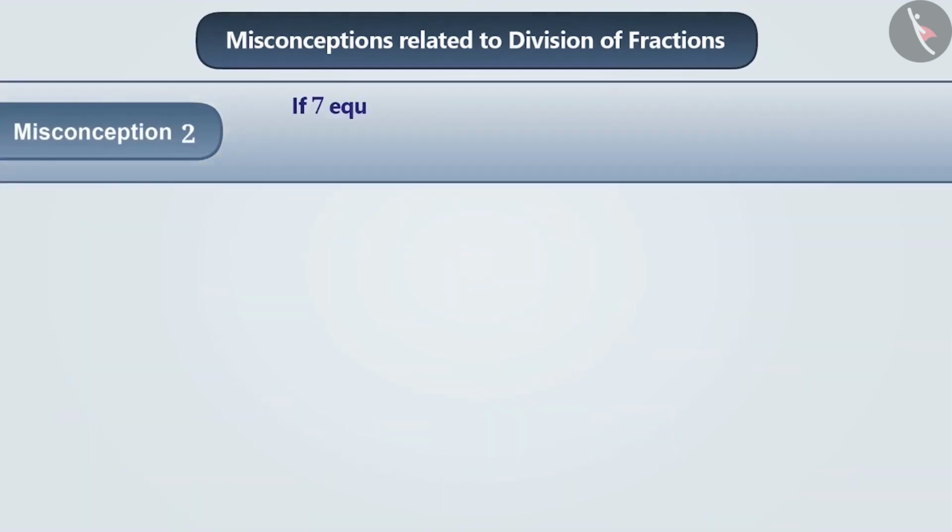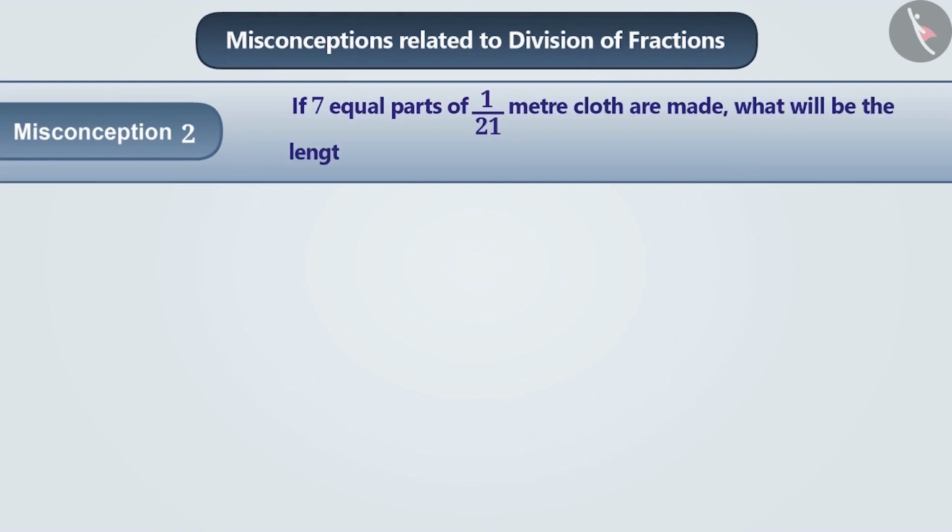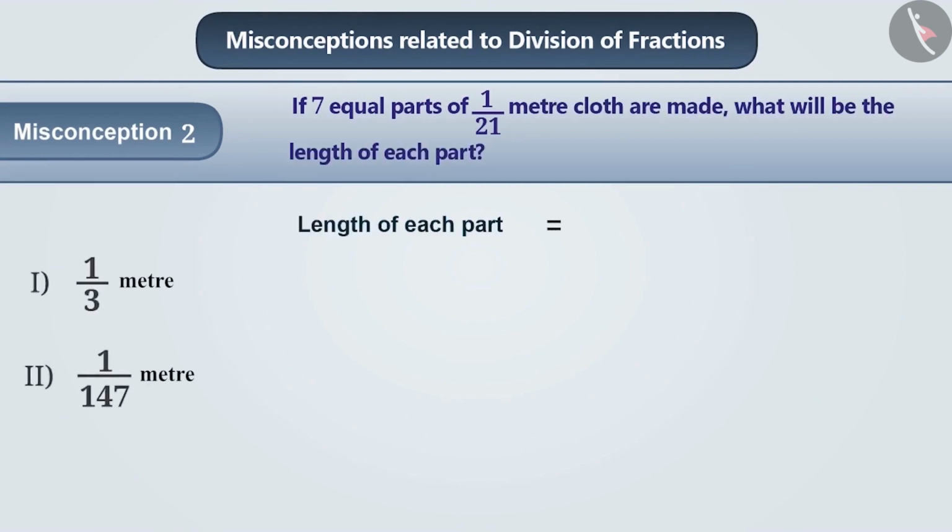Misconception 2. If 7 equal parts of 1 by 21 meter cloth are made, what will be the length of each part? To find the length of each part, the total length has to be divided by the number of parts, that is, 1 by 21 has to be divided by 7.